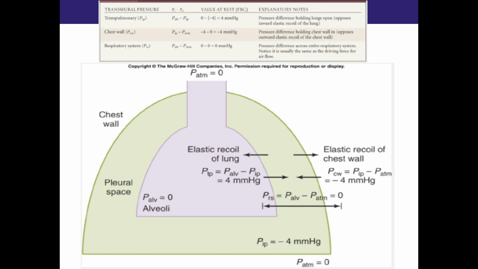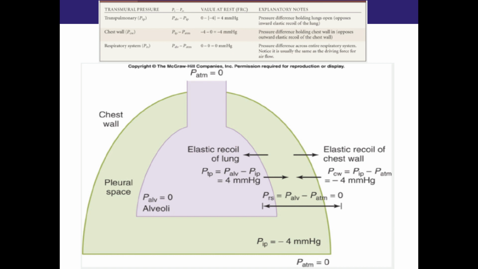So I'll say that one more time. Transpulmonary pressure is the pressure difference holding the lungs open. It opposes the inward elastic recoil of the lung. The chest wall pressure is the pressure difference across the chest wall, across the parietal pleural membrane.